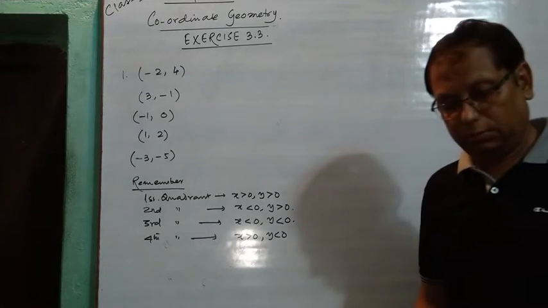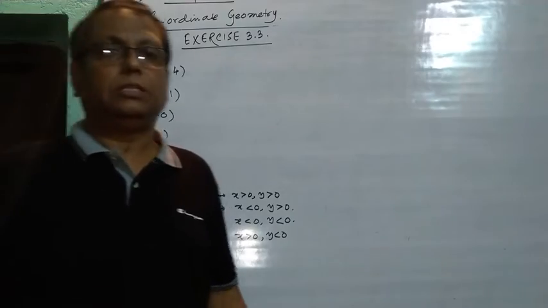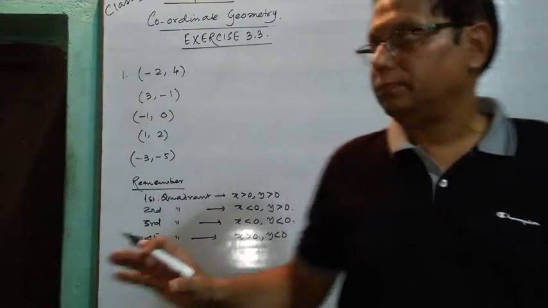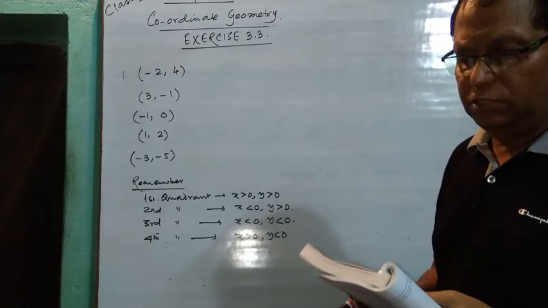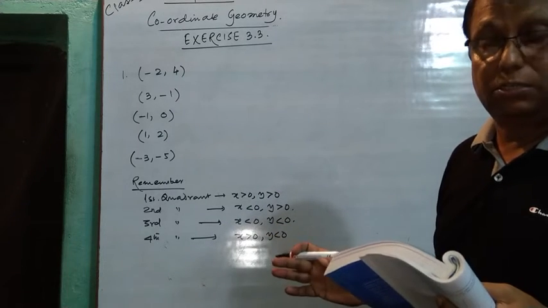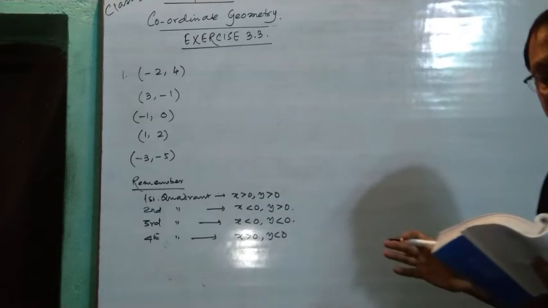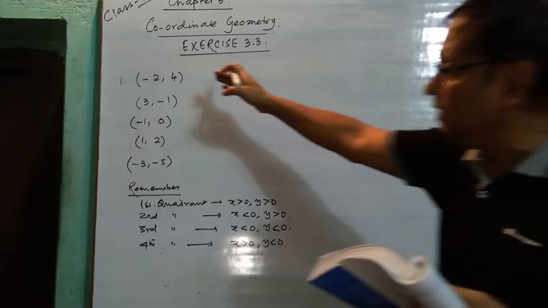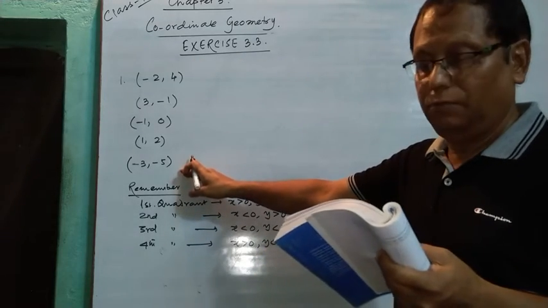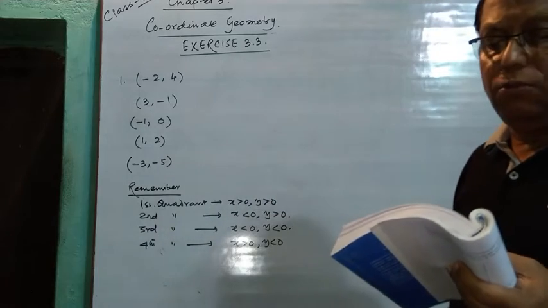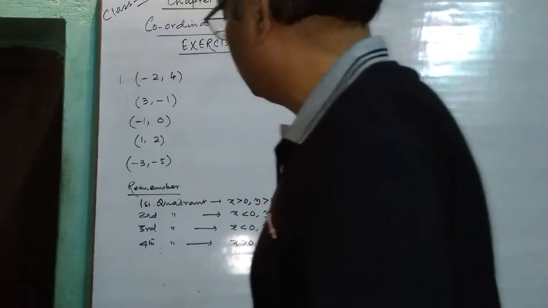Hello students, today we are in the last exercise 3.3 of coordinate geometry. There are only two questions. The first question says, in which quadrant or in which axis does each of these points written on the board in the book lie? Verify your answer by locating them on the Cartesian plane.